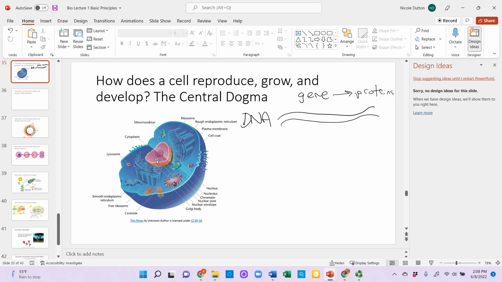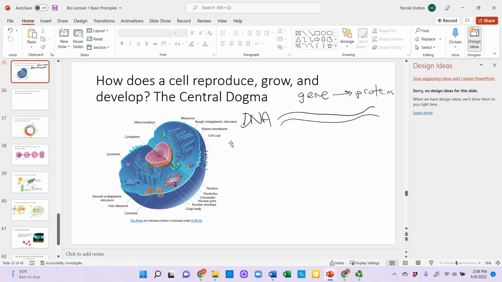And this giant cookbook is super heavy, so you can't just carry the cookbook over to the kitchen or the rough endoplasmic reticulum in order to make whatever you want to make. You have to actually make a copy of the recipe from the book and take that copy over to the ribosome to be read so that it can be turned into what you're trying to make.